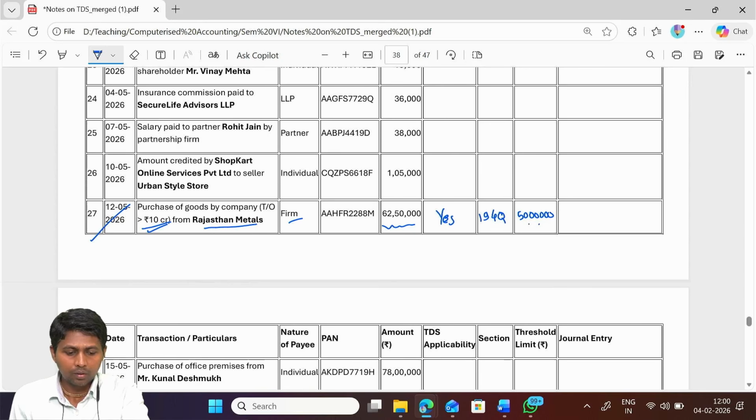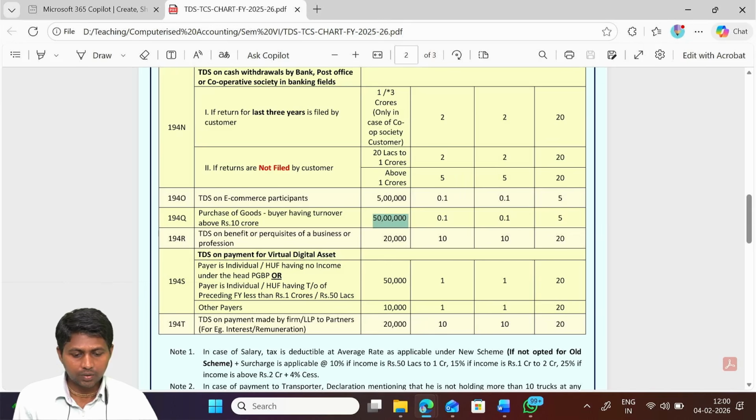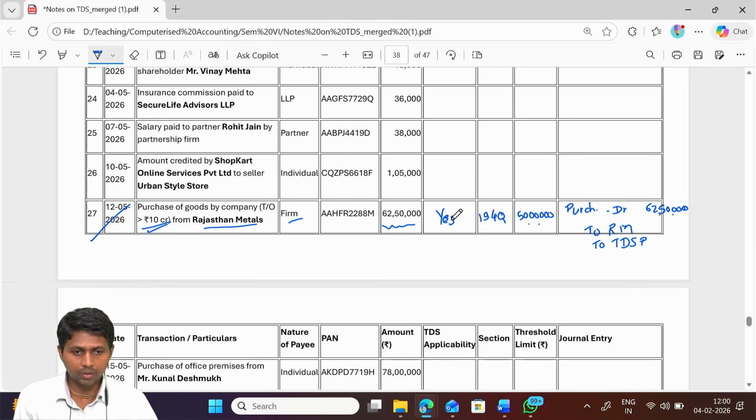And then the entry, the purchase entry: purchases account debit, 62 lakhs 50,000, to Rajasthan Metals, to TDS payable. Now check the rate of TDS, rate 0.1%. 0.1% of this, you will get 6250, I think so. And then the balance amount here.